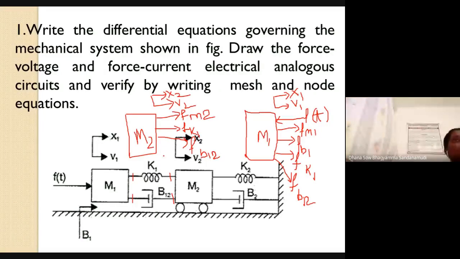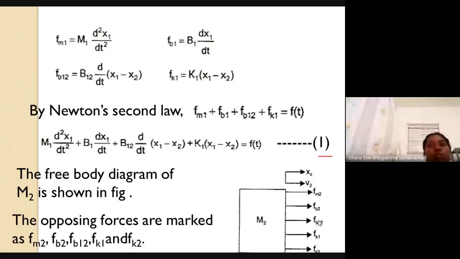Fb12. Another opposing force is Fk2. Many forces are there. Okay, another opposing force is Fb2. Okay, how many forces due to M2? 1, 2, 3, 4, 5 opposing. So applied force is 0. So let us go to our 5 forces: M2, B2, B12, K1, K2. Total 3 plus 2, 5. Okay, so these are all the opposing forces.